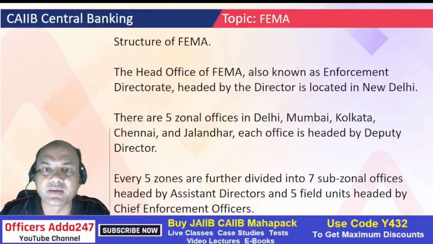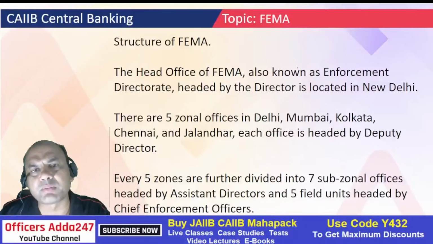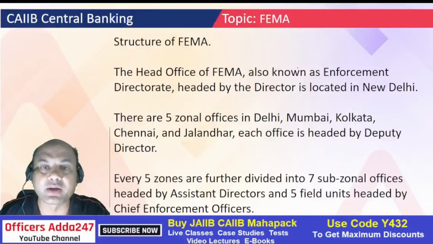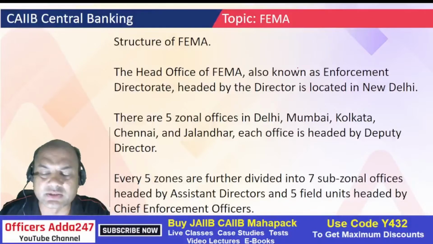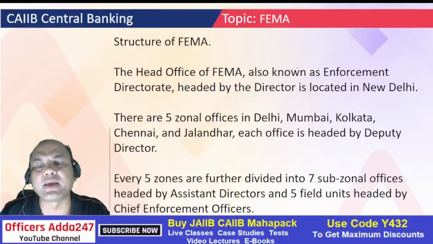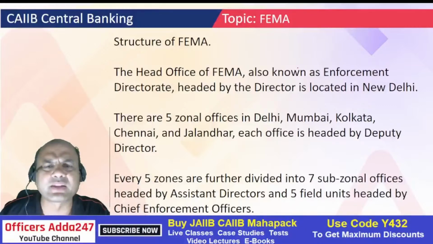So this is the sequence which you have to follow. The complete FEMA or ED will be headed by the director. Zonal officers will be headed by the deputy director. Sub-zonal officers will be headed by the assistant director. Field units will be headed by chief enforcement officers. Now you hear every day that ED raided this guy, that leader, found 200 crores cash and all this. Who does this? This is done by these field units. They do all the jobs.